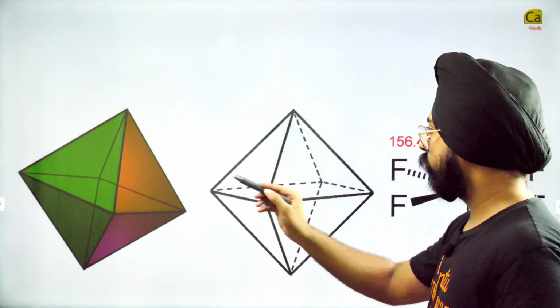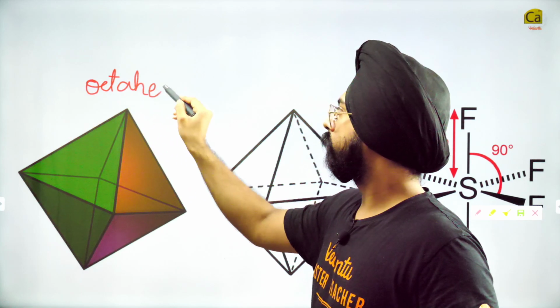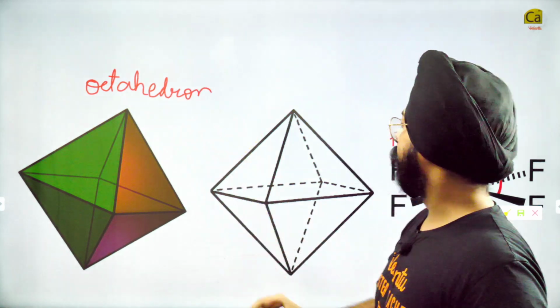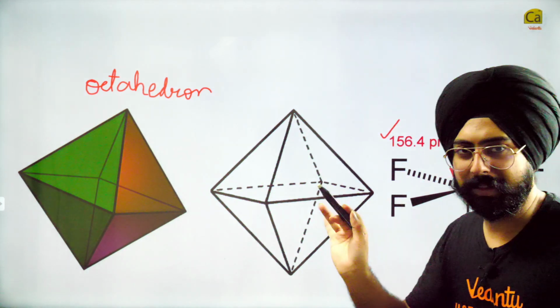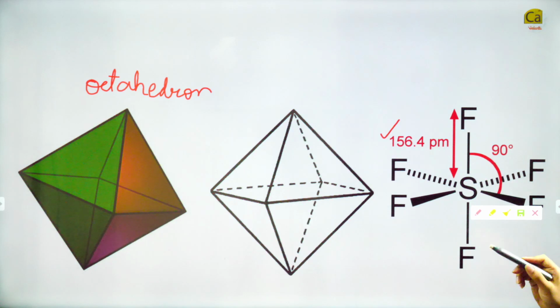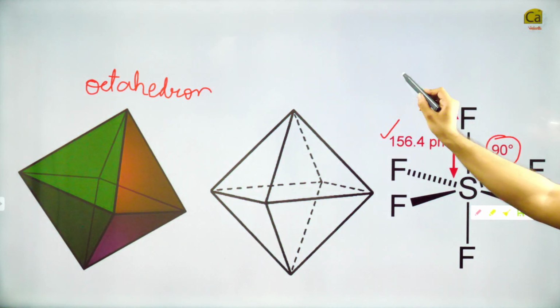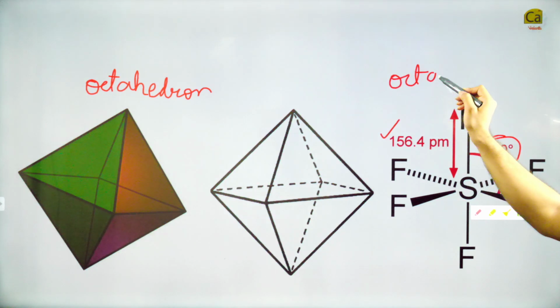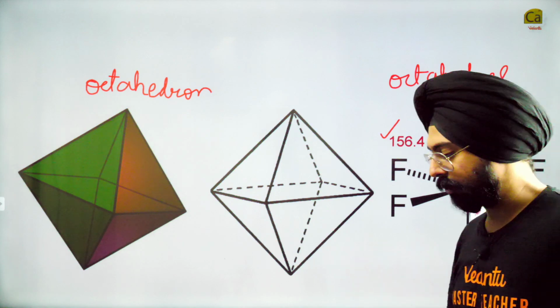Okay, so this is your octahedron, and in this structure SF6, all the bond lengths are 156.4 picometers. No need to remember this value, just the bond angle is important. 90 degrees all over. So this structure is an octahedral structure. Shape and geometry both are the same because there are no lone pairs.